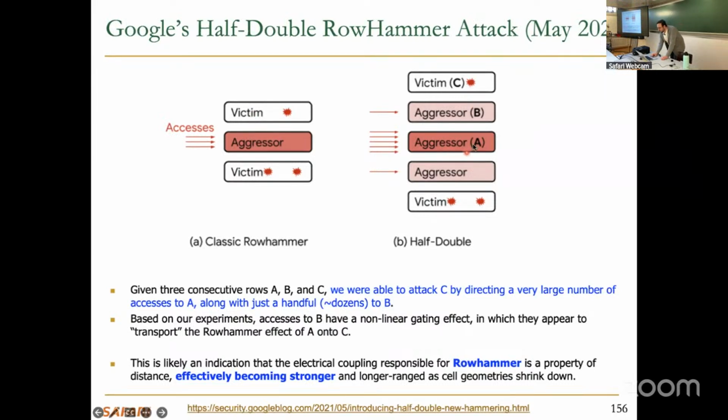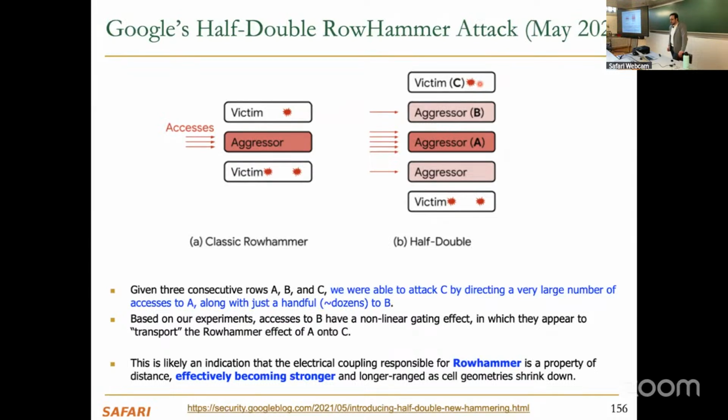So what they do is they hammer this aggressor A a lot. It triggers some refresh operations in the immediate next rows here and here. And they also hammer these rows a little bit. And on top of that, these refreshes accumulate. And also the activation to this aggressor row A also has some impact at 2 row distance in some cases. So when you accumulate all these effects together, you can observe bit flips in victim C here.